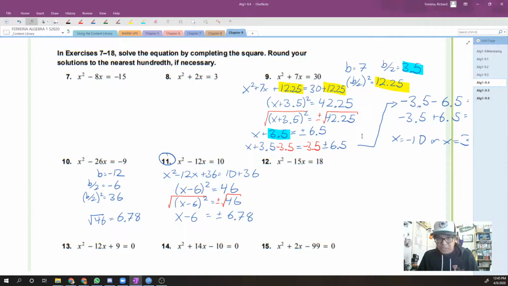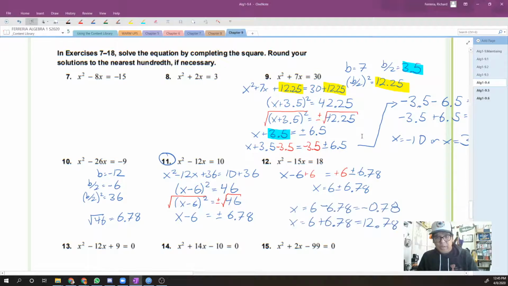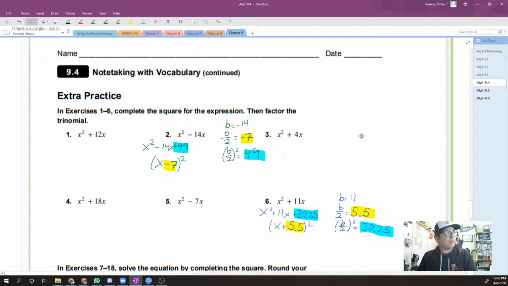So x minus 6 equals plus and minus 6.78. Add 6 to both sides and you get x equals 6 plus or minus 6.78. Remember, that's two equations, so we're going to solve both of them. You got x equals 6 minus 6.78, which is negative 0.78. You get x equals 6 plus 6.78, which is 12.78. So those are our two answers.